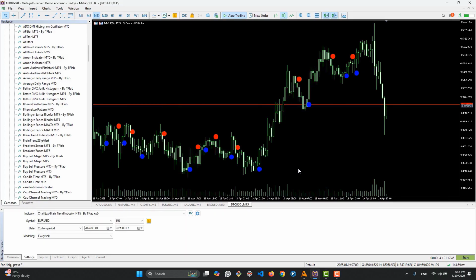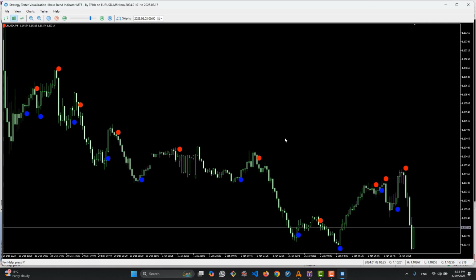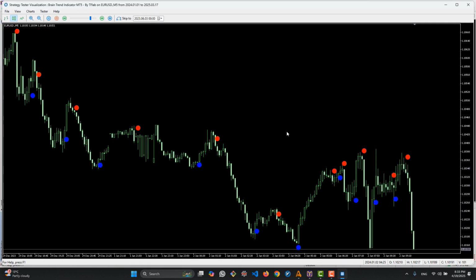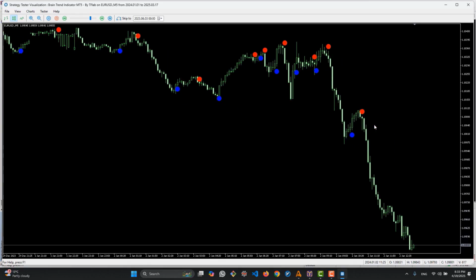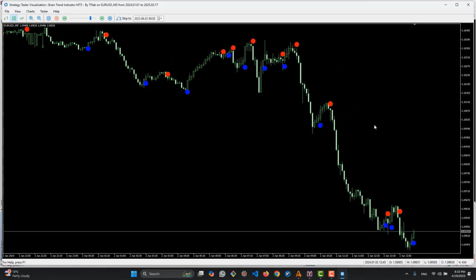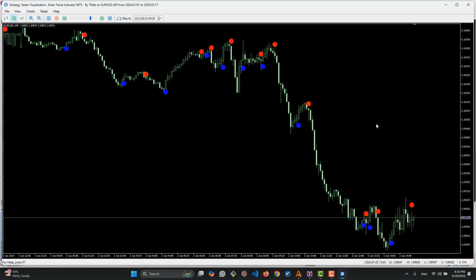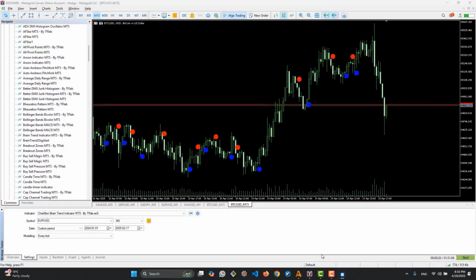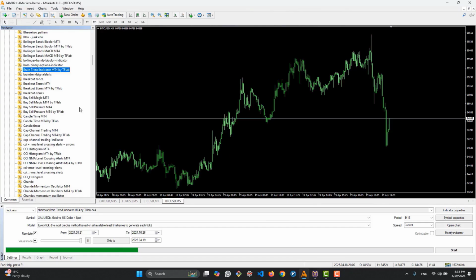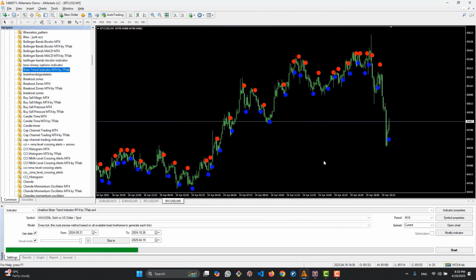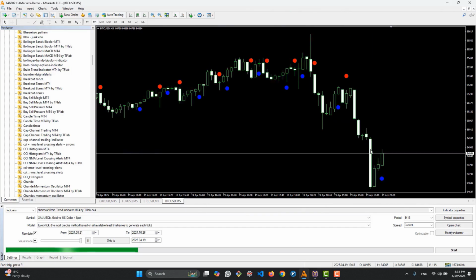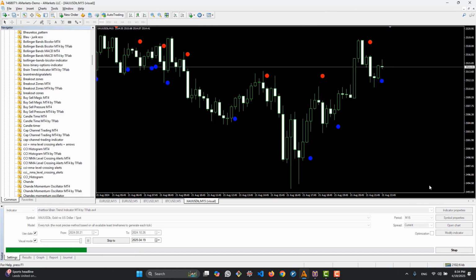Let's watch a live test of this indicator on the MetaTrader 5 platform together. You can also use the MT4 version of this indicator on the MetaTrader 4 platform. Let's watch a live test of this indicator on the MetaTrader 4 platform together.